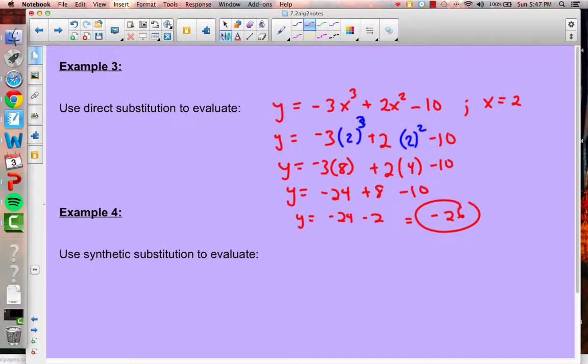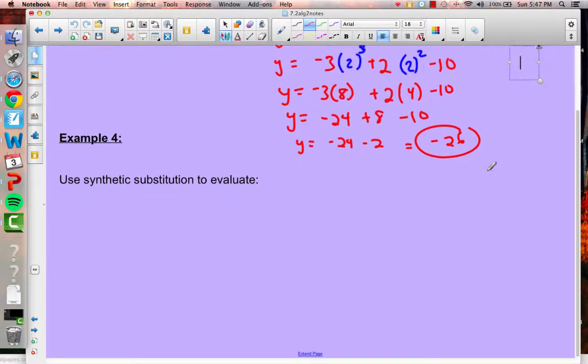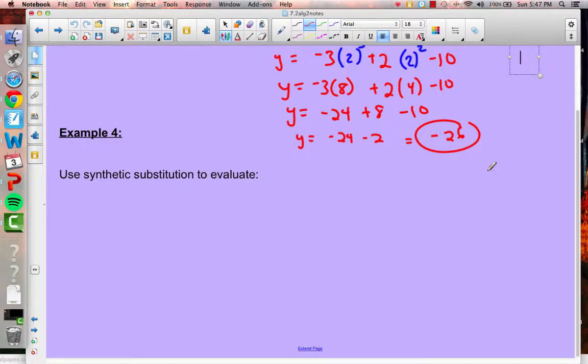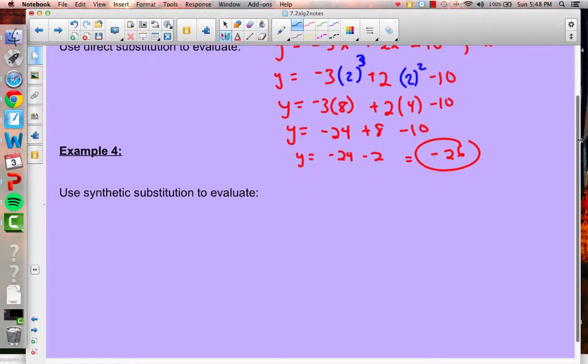Now, synthetic substitution, which is in this next example, is the same concept, but rather than having to deal with a whole bunch of exponents and things there, what we're going to do is what will lead us eventually into our synthetic division. And this is going to be very useful that you get this idea down now, so when we do that later, you'll catch on really quick. So let's say I have this same equation. Actually, we'll do a different equation. Let's try.